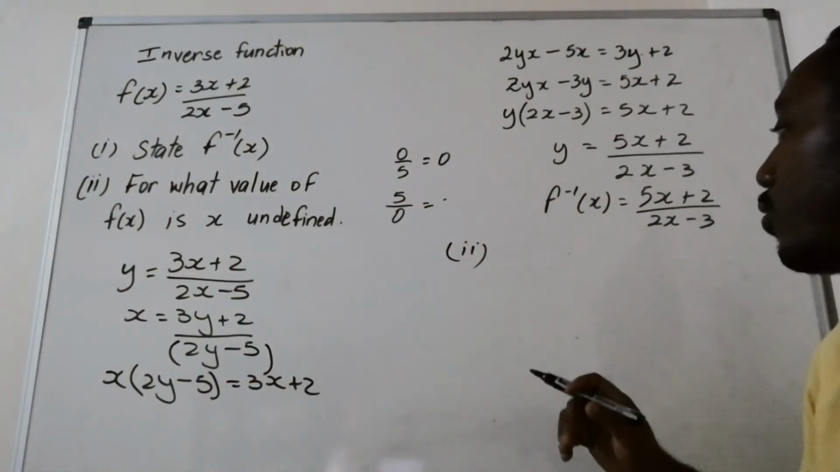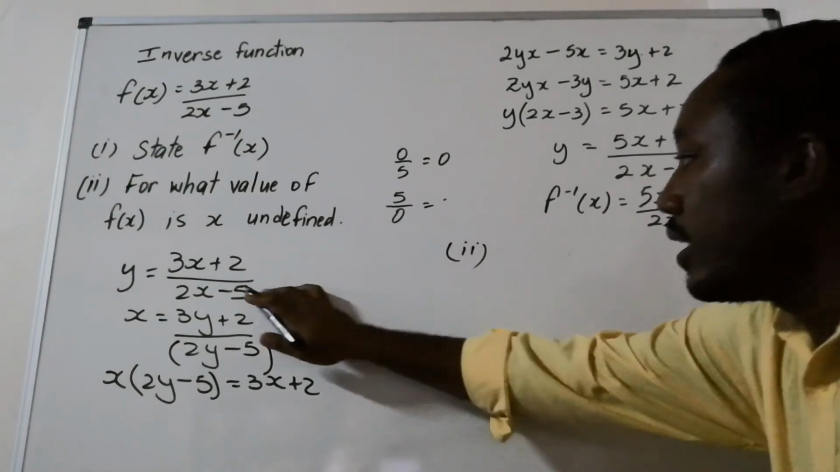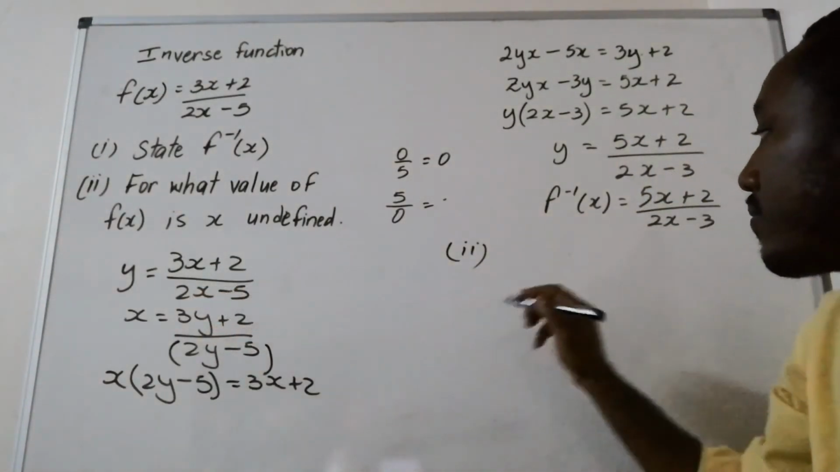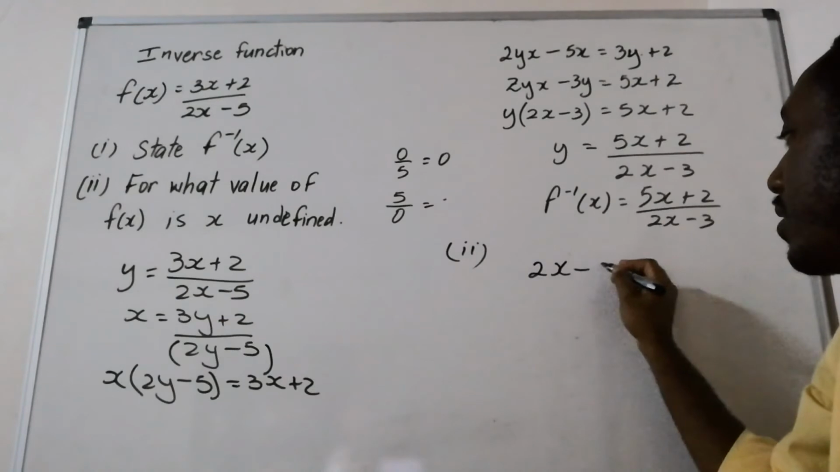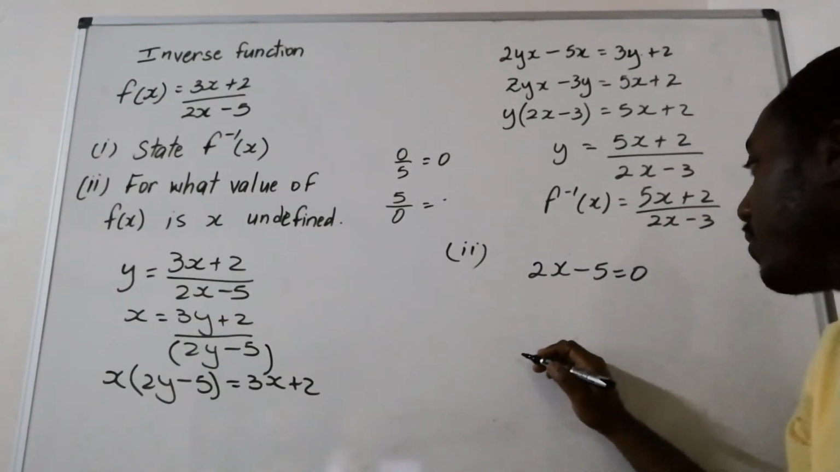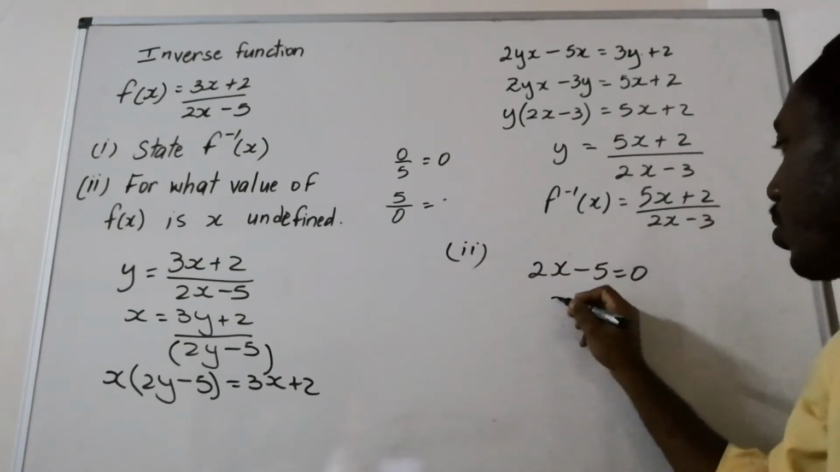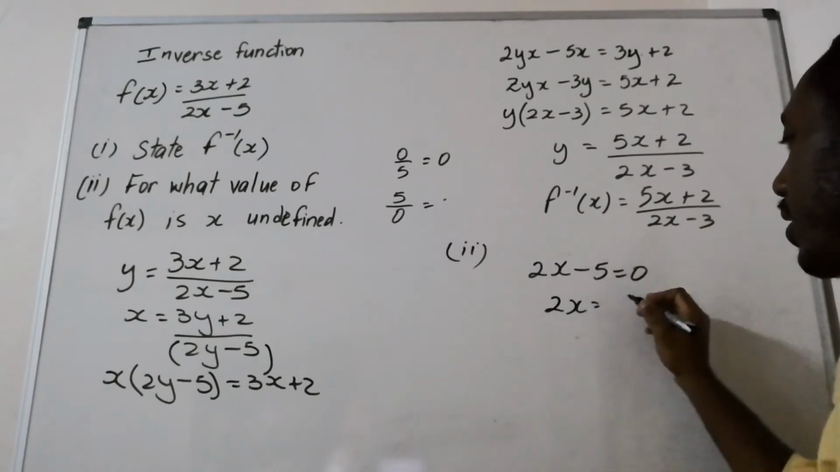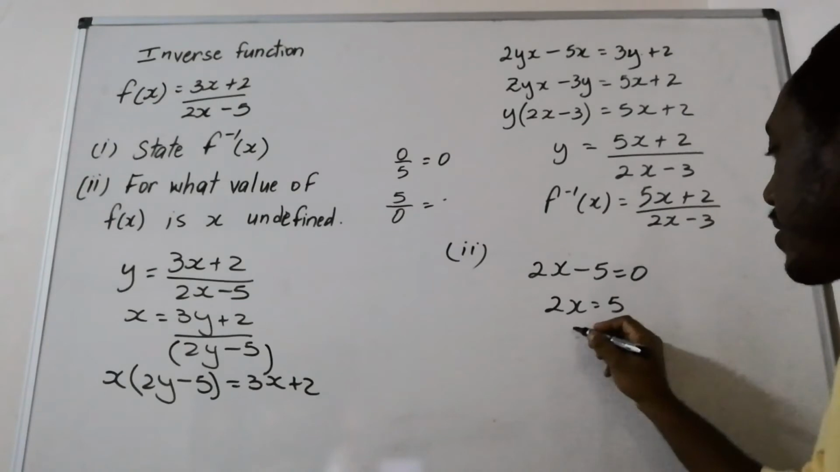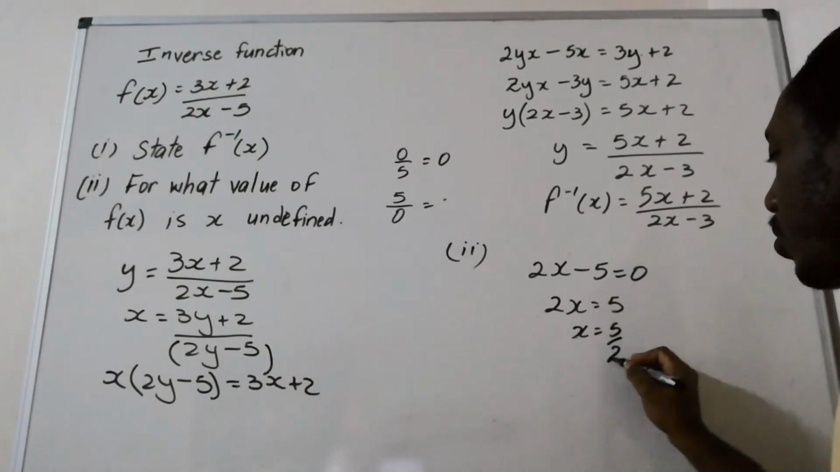So for what value of x is our function undefined? It's when our denominator, which is 2x minus 5, is equal to 0. At that point, the function is undefined. So what we will do is find the value for x. 2x is equal to 5, taking over our 5, and then x will be equal to 5, bringing over our 2, over 2.